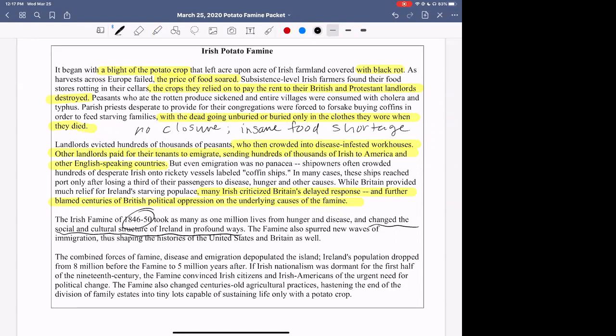The famine also spurred new waves of immigration, thus shaping the histories of the United States and Britain as well. The combined forces of famine, disease, and emigration depopulated the island. Ireland's population dropped from 8 million before the famine to 5 million years after. If Irish nationalism was dormant for the first half of the 19th century, the famine convinced Irish citizens and Irish Americans of the urgent need for political change.